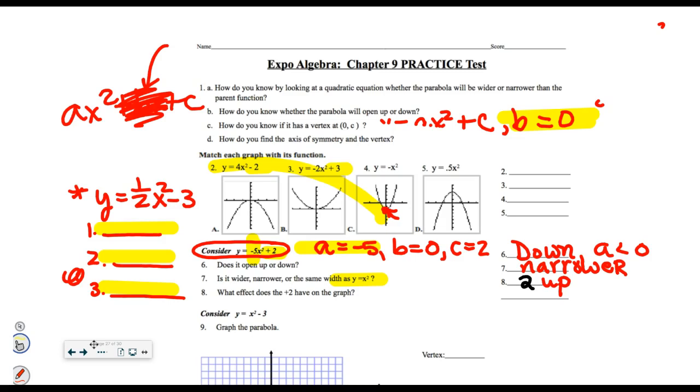So the answers to those would be up, because that's a positive 1/2. Wider, because it makes it half its height and squishes it down. It makes it kind of pop out the sides. Imagine me taking somebody and squishing them to half their height. They kind of all pop out the sides. It's going to get wider. What effect does the -3 have on it? 3 down.